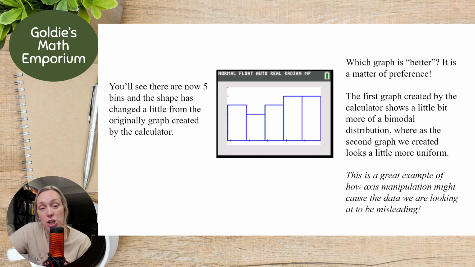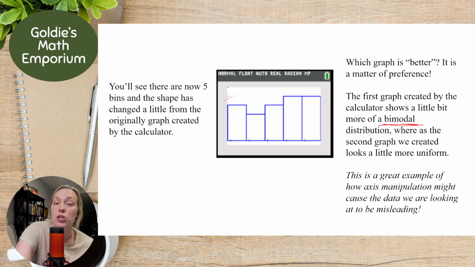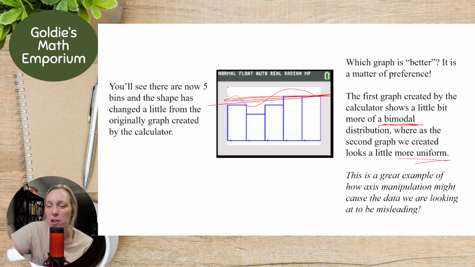Now I changed it so we have 5 bins. And the shape changed a little from the graph we originally created on the calculator. So which graph is better, me or the calculator? It's totally a matter of preference because both of them do show the shape pretty well. The first graph shows a bit more of what we call the bimodal distribution. So it shows the two humps a little bit more. This one I created looks a little bit more uniform. You could also say it looks almost like it's the same value across.